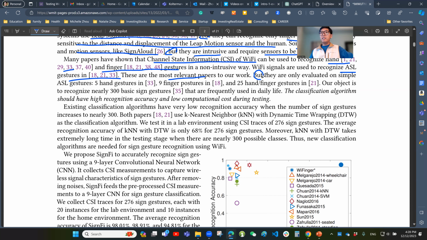However, we have to articulate our novelty and advantage. They are only evaluated on simple American sign gestures, like 5 hand gestures, 9 finger positions, 25 hand gestures. That's their limitation. Our objective is to recognize 300 basic sign gestures that are frequently used in daily life. The classification algorithm should have higher recognition accuracy and low computation cost during testing. You see, we point out that we recognize more gestures, with higher accuracy and lower cost.